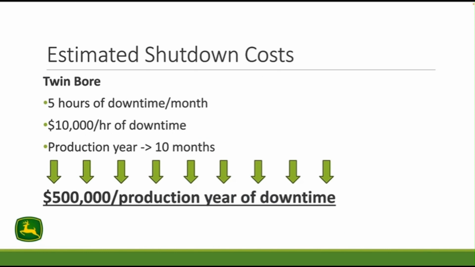Like Ryan said before, the twin bore does not have a backup plan. So when there's any maintenance or any fixes that need to be done on this machine, there's essentially a halt in production. This causes about $500,000 per year of downtime.